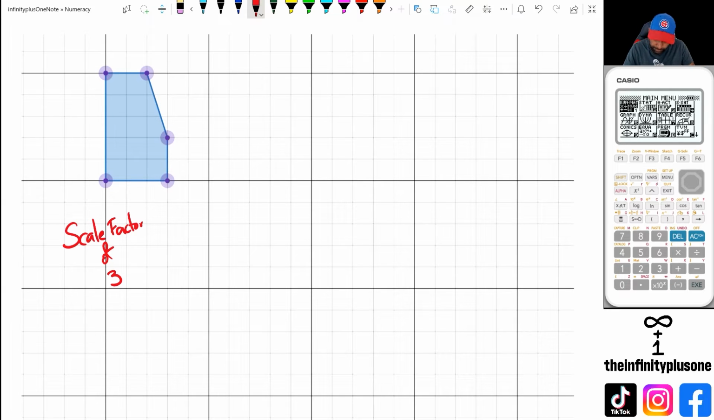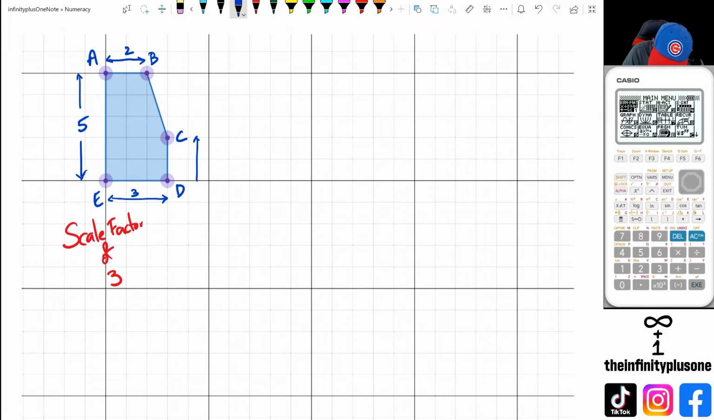So what I'm going to do is look at each of these points and figure out what the distances are between each of them. So the first one is, let's actually make this A, B, C, D, E. With A to E, we've got 5 blocks high. A to B, we've got 2 blocks. E to D, we've got 3. And then C to D, we've got 2.